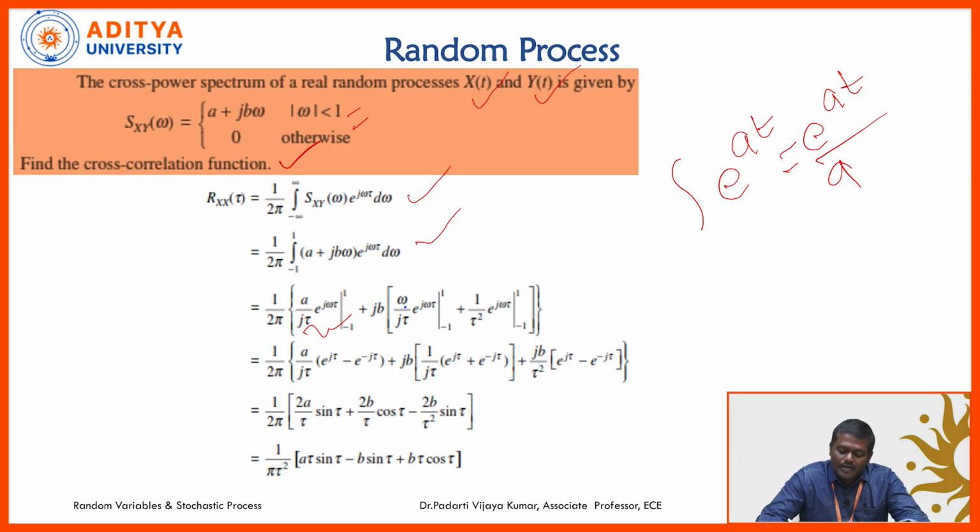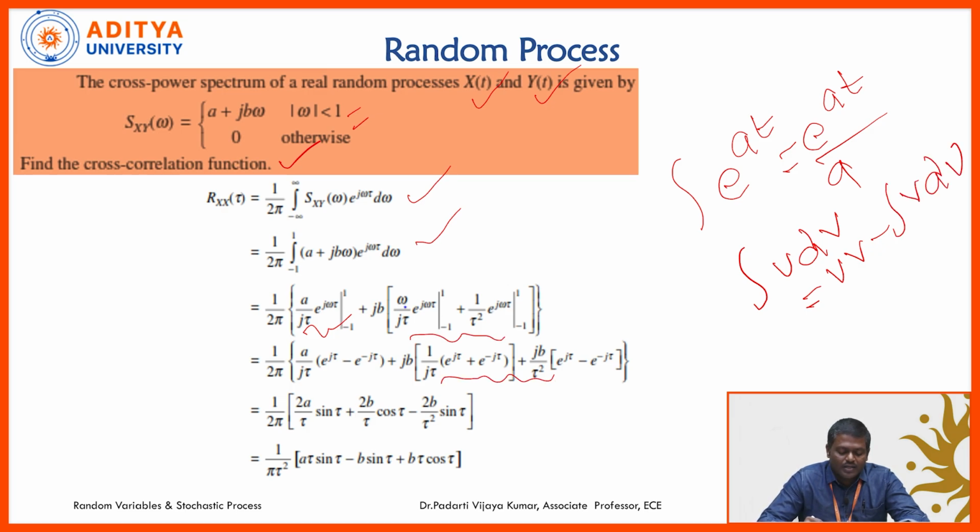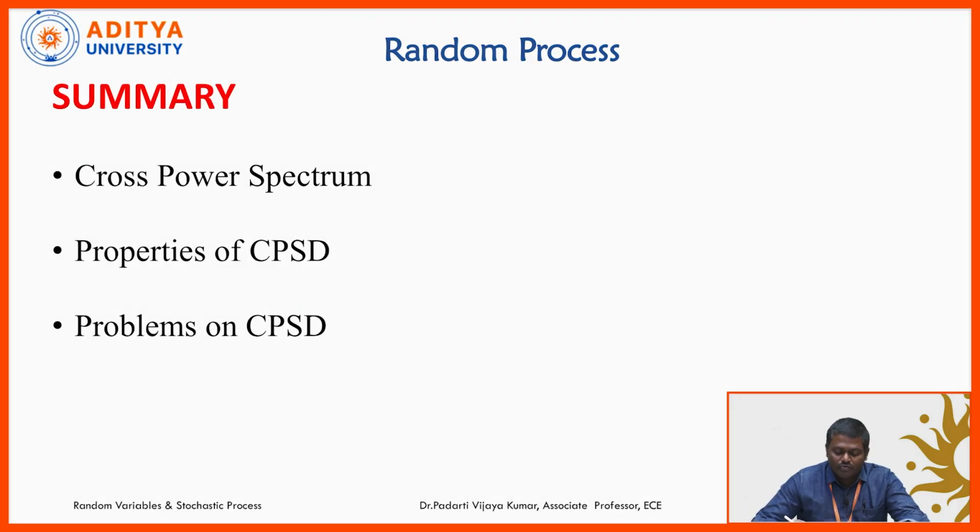Here we need to apply the integration by parts rule, uv minus integral v du. Applying that rule, expanding, and substituting the limits, finally we will get 1 by pi tau square, a tau sin tau minus b sin tau plus b tau cos tau. This is the cross correlation function.